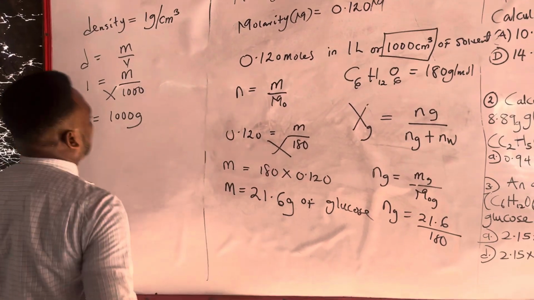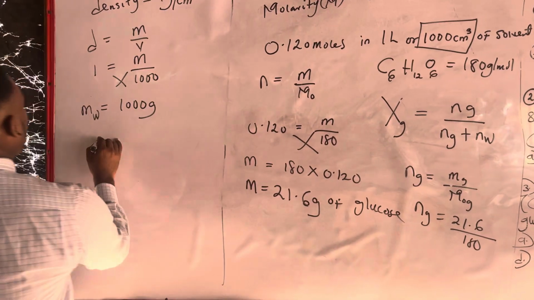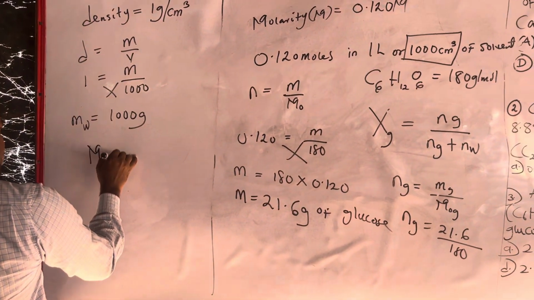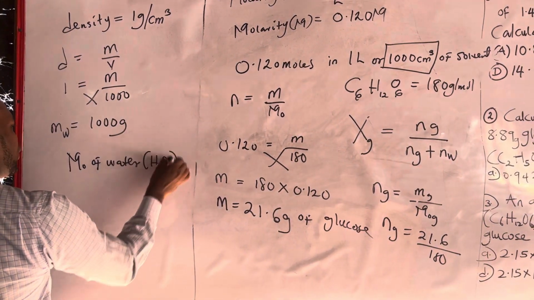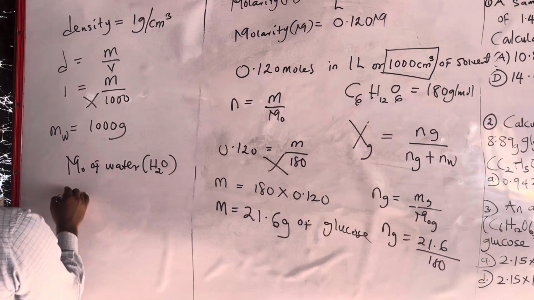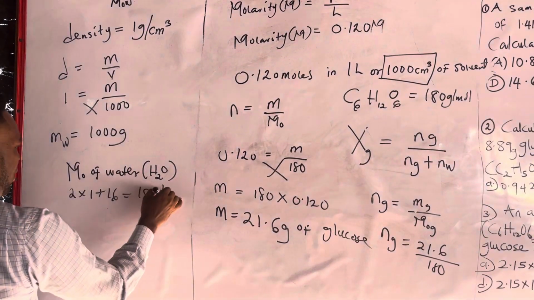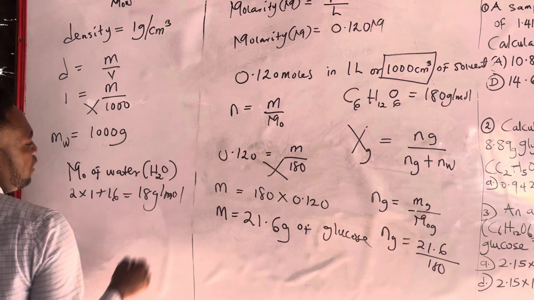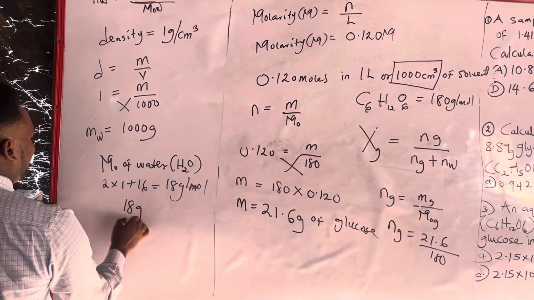Having gotten the mass of water, do I know the molar mass of water? Yes. Water is H2O. If you solve everything here, you are going to get 2 times 1 plus 16, which will give us 18 grams per mole. So the molar mass of water is 18 grams per mole.